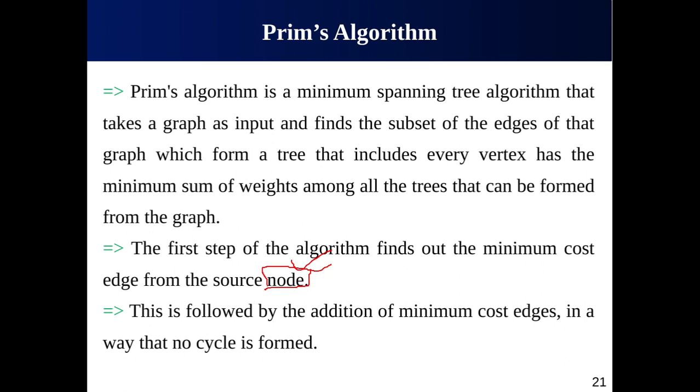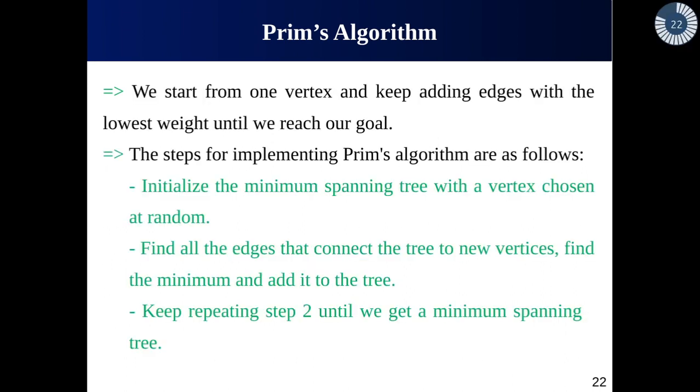So in summary, you have to give attention to what is going to be the starting node for the algorithm to operate. And then this is followed by the addition of the minimum cost edges. Obviously, we have to do that in a way that no cycles are formed. Now, how does this algorithm work?